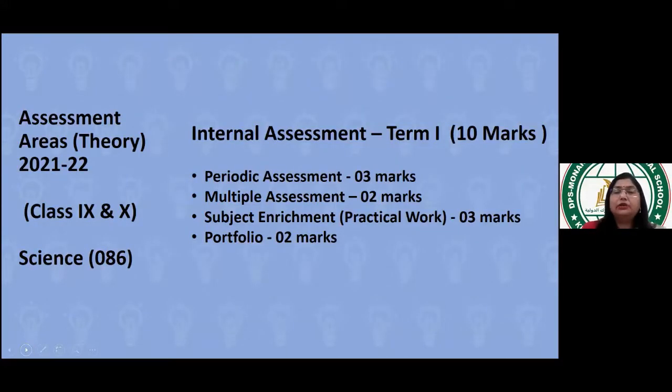Coming to the next, talking about the internal assessment, which is the same for both grade 9 and 10. The internal assessment is of 10 marks each. Like any other subject, the bifurcation is the same, except for the subject enrichment, which includes the practical work, and that carries 3 marks. The rest remains the same: periodic assessment 3 marks, multiple assessment 2 marks, and portfolio 2 marks. Here, only the subject enrichment changes. We are including the practical work, which carries 3 marks.